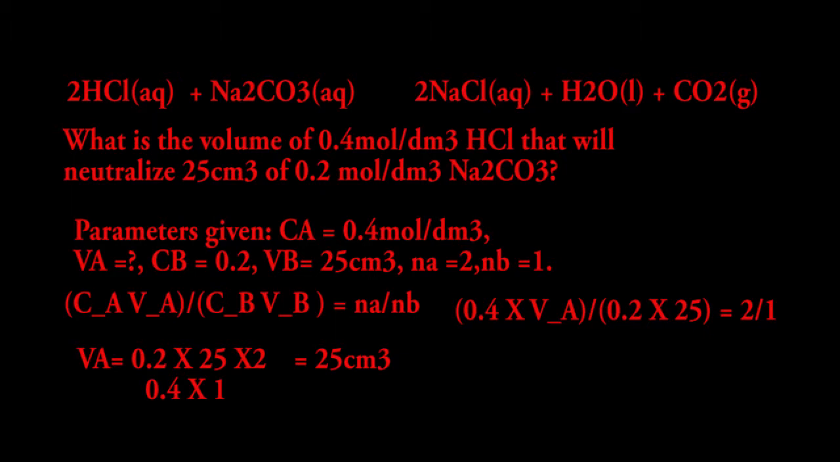Here, the parameters given are Ca is equal to 0.4 mole per dm³, Va is unknown, Cb is 0.2, Vb is 25 cm³, Na is 2, Nb is 1. Applying the stoichiometric formula and substituting the parameters, we obtain the value of our Va here to be 25 cm³.